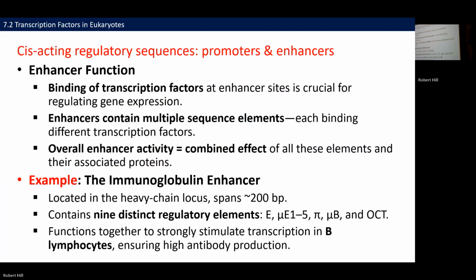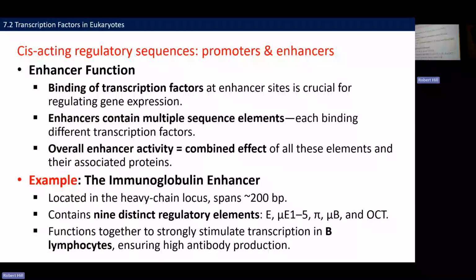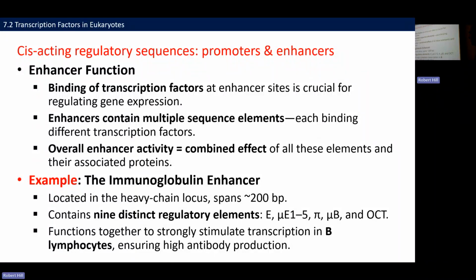Okay, so how does the enhancer function? It binds to transcription factors. The enhancer usually has several sequence elements that bind to several transcription factors. Typically, the more transcription factors you have in an enhancer, the higher the level of expression. So it's like a combined effect of all these different transcription factors coming together and converging on mediator protein at the promoter.